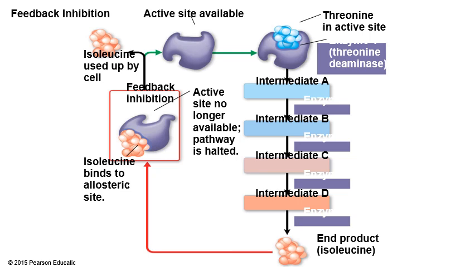The end product is isoleucine. However, when they produce too much isoleucine, it acts as an allosteric inhibitor. So it binds into the allosteric site of that first enzyme to make it stop. Then the active site is no longer available, and the pathway to produce isoleucine is going to get stopped, get halted. That's an example of feedback inhibition.